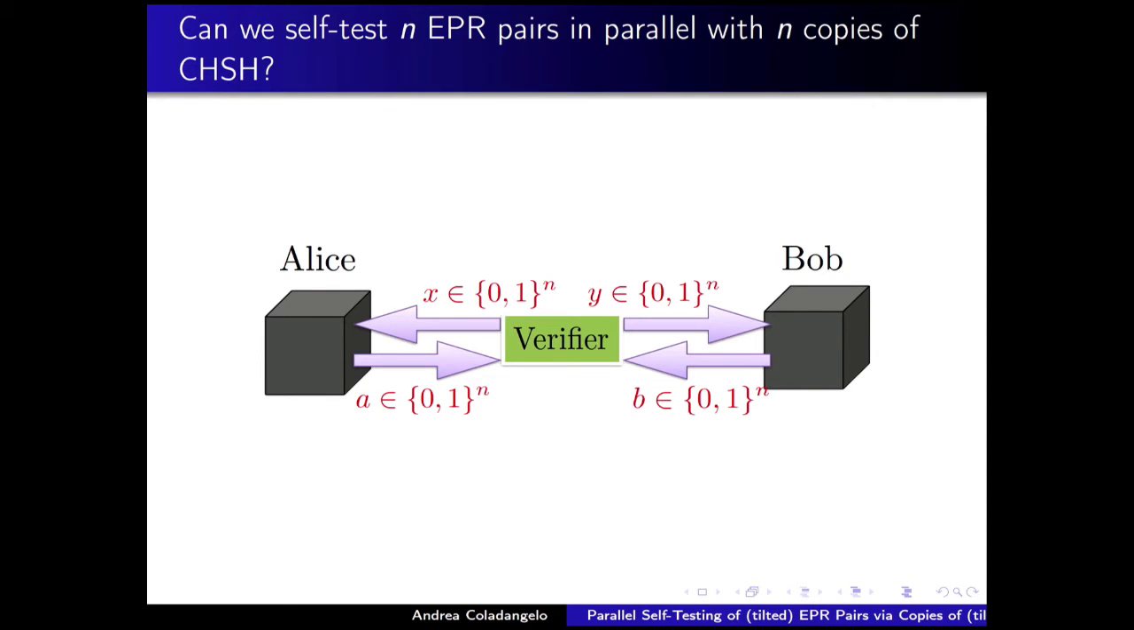Okay, so we have this self-test for a single EPR pair or a tilted EPR pair. And we wonder whether we can test many EPR pairs using copies of this simple inequalities game, so CHSH, tilted CHSH. So in the parallel self-testing scenario, Alice and Bob get questions x and y in {0,1}^n, and they answer with a and b that are now in {0,1}^n. And we can think of the ith bits, so x_i, y_i, a_i, and b_i, as the ith set of questions and answers, so for the ith copy of the game. Okay, so now I can tell you in words what my results are.